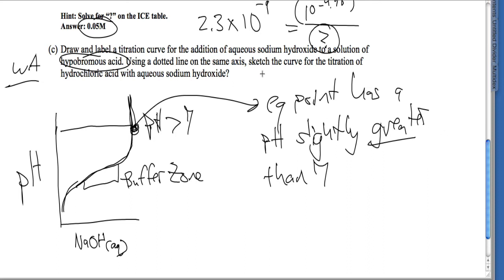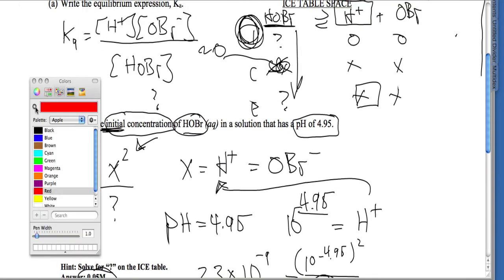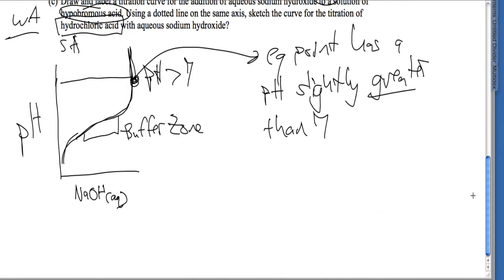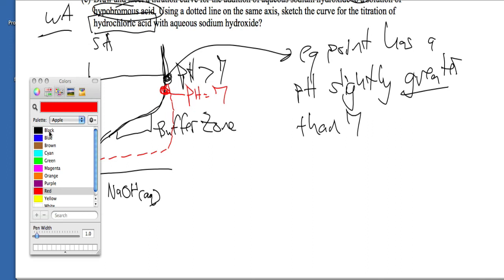And they say use a dotted line on the same axis to sketch the curve for the titration of hydrochloric acid. Hydrochloric acid is a strong acid, and with a strong acid, you see those sharp increases. I'm going to do it in red, actually, also. So titration of a strong acid is going to look like that, and the pH at equivalence for a strong acid is going to be equal to 7. I'm going to do the differences and similarities between these two curves, and I want you guys to write this down.